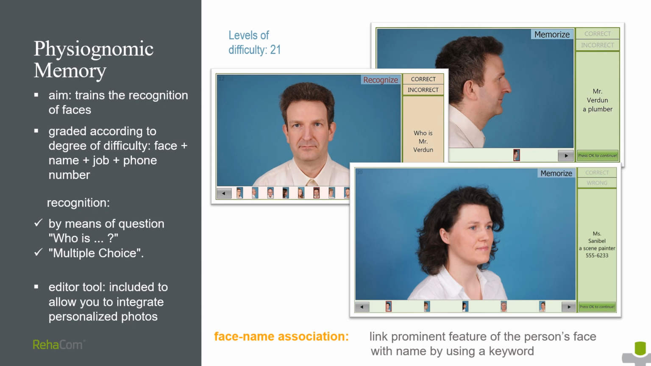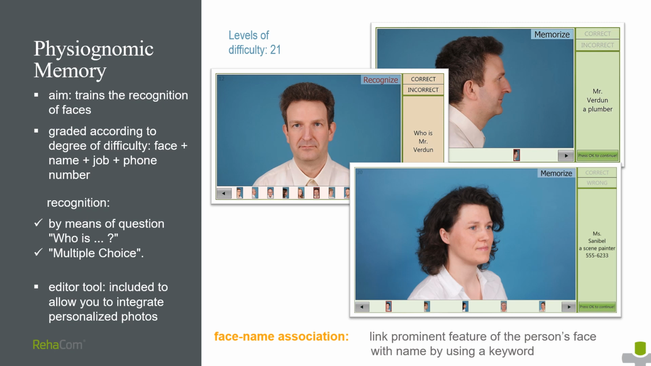He or she will then be asked to choose those faces from a number of different faces. At higher levels of difficulty, a name, a profession, or a phone number is also displayed. The client now has the task of looking for the faces associated with the name, profession, or phone number. The training material consists of a total of 47 people who were photographed from 4 different angles. To personalize the material, you can add photos from the client's family or surroundings via a built-in editor.